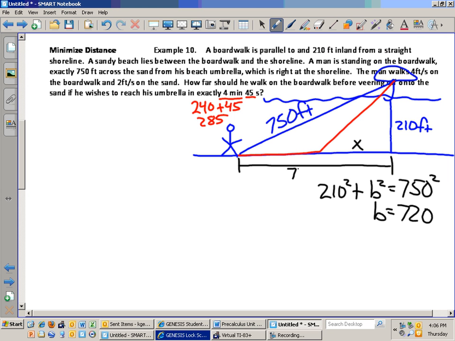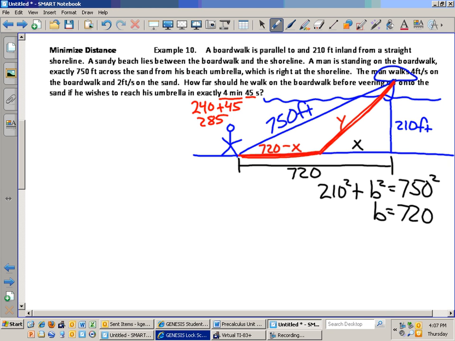So this whole distance is 720, which means the distance in red is going to be 720 minus x. So if we add those two together, 720 minus x plus x, we get 720. So those are two expressions that relate those entire distances. The distance that he walks along the shore, the sand, we are going to call y. So we have boardwalk distance, and we have sand distance. Those are the two that he's going to travel.